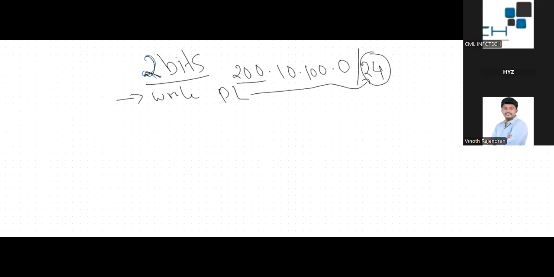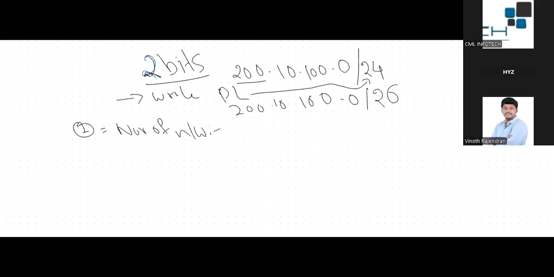So 200.10.100.0, default /24. We're adding 2 more bits. So slash, how much does it come to? 26. So 24 plus 2, 26. Clear? First, what is first? The number of networks. How can you identify the number of networks?